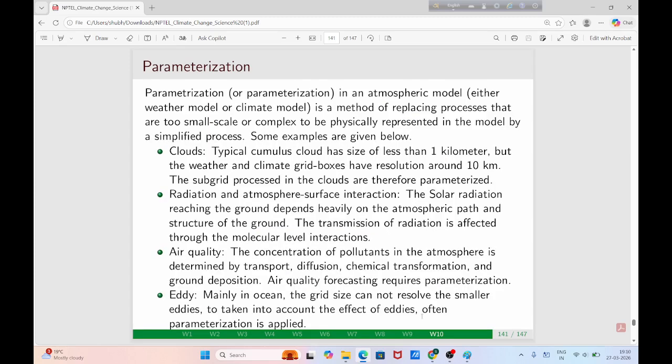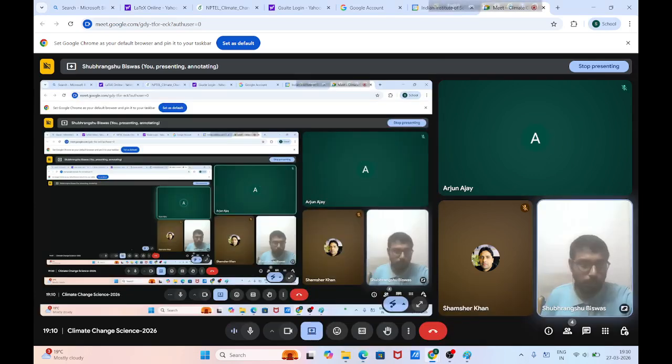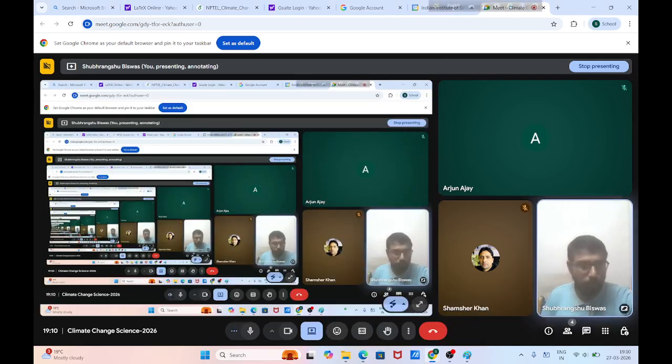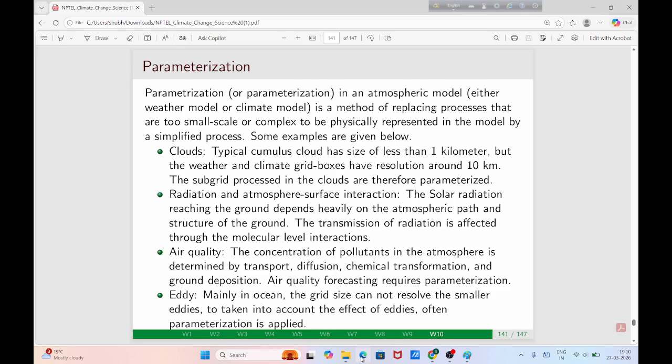Okay, next slide is about the parameterization. We will talk a bit about the parameterization schemes and the different parameterizations which are done. In an atmospheric model, it is a method of replacing processes that are too small scale or too complex to be physically represented in the model by a simplified process. So whenever we cannot resolve the processes beyond a certain resolution, parameterization is used.